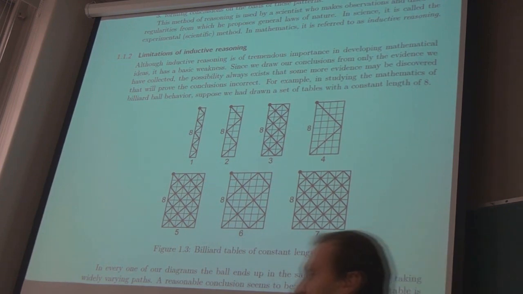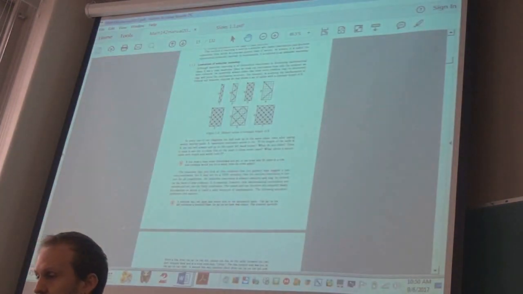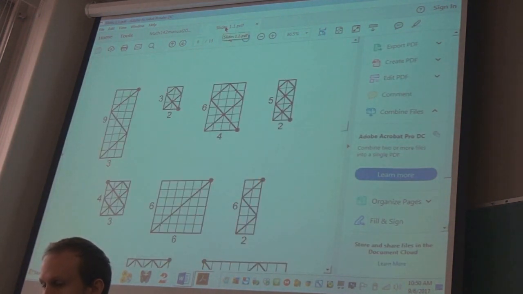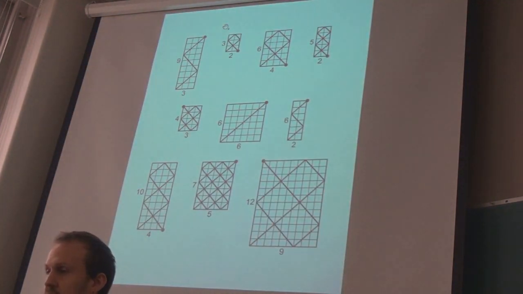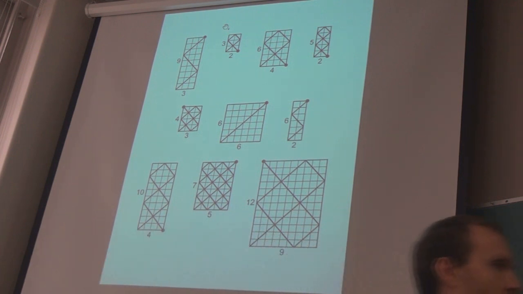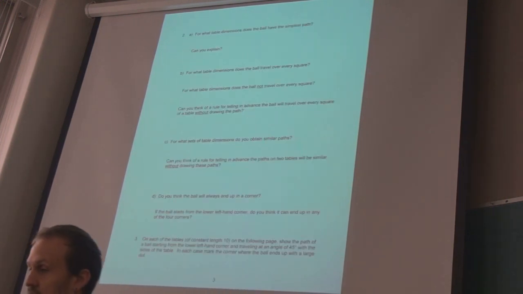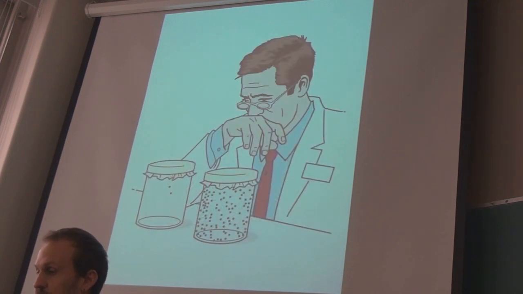As we saw in the previous one, there are many that will not end in the top left corner. So you're limited by your examples, and you're basing your conclusions on that. And that's a little bit of a risky game if you don't have enough examples.